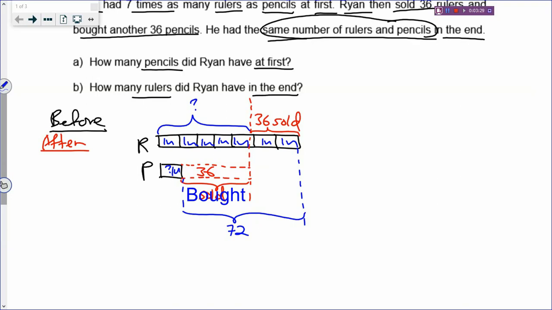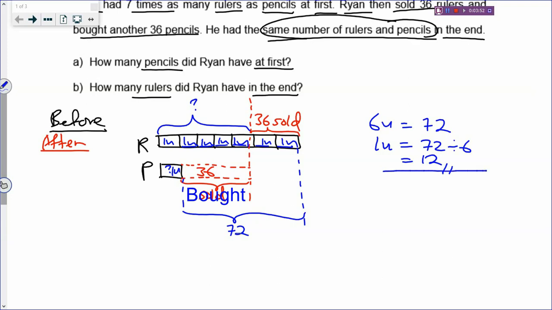And that is how many units? That will be 1, 2, 3, 4, 5, 6. So you have 6 units more rulers than pencils, which is also equal to 72. So your 1 unit will be 72 divided by 6. Your 1 unit is equal to 12. So how many pencils did Ryan have at first? Your answer is 12.